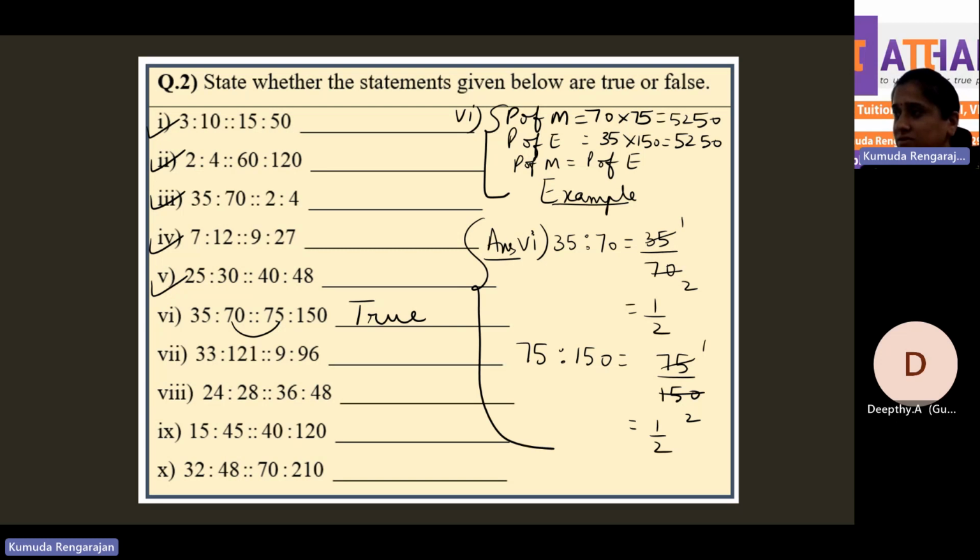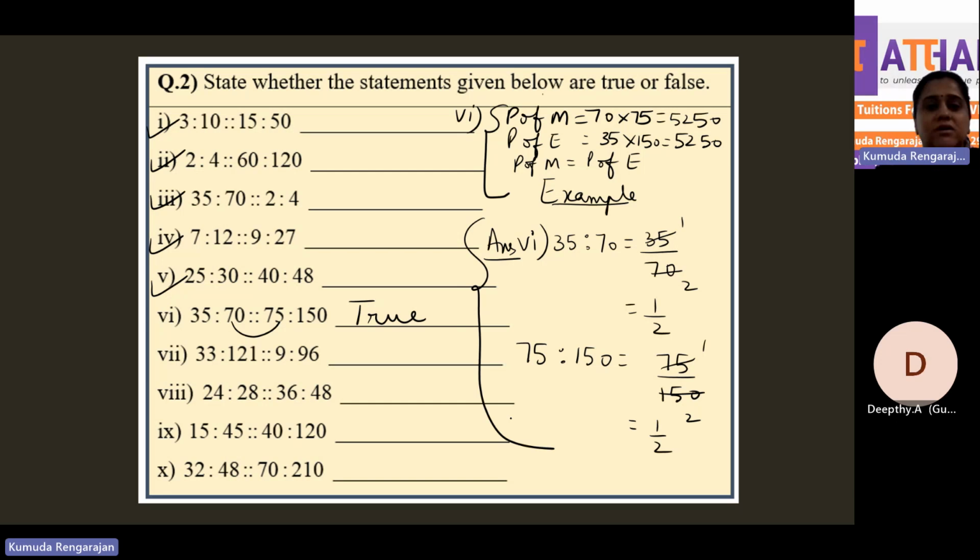You understand the two methods? You can use this first method you see here, find product of means, find the product of extremes. If you get the same answer, then they are in proportion. So true. If you're getting different answers, then false. Or you can also do it like this. I want you to do it in both the methods.